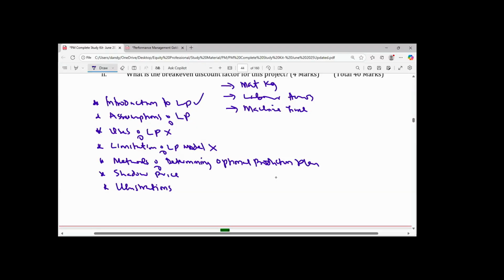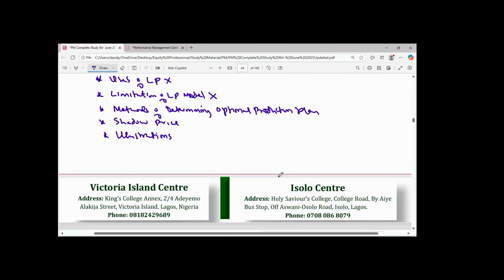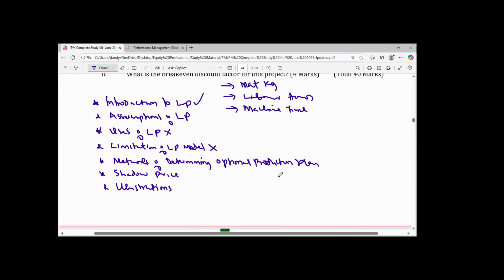The next item is the underlying assumptions of linear programming. Okay, so the assumptions of linear programming, there are about 5 or 6 of them. The first assumption of linear programming, let me put it down for you, then I will explain. The first assumption of linear programming is single economic objective.